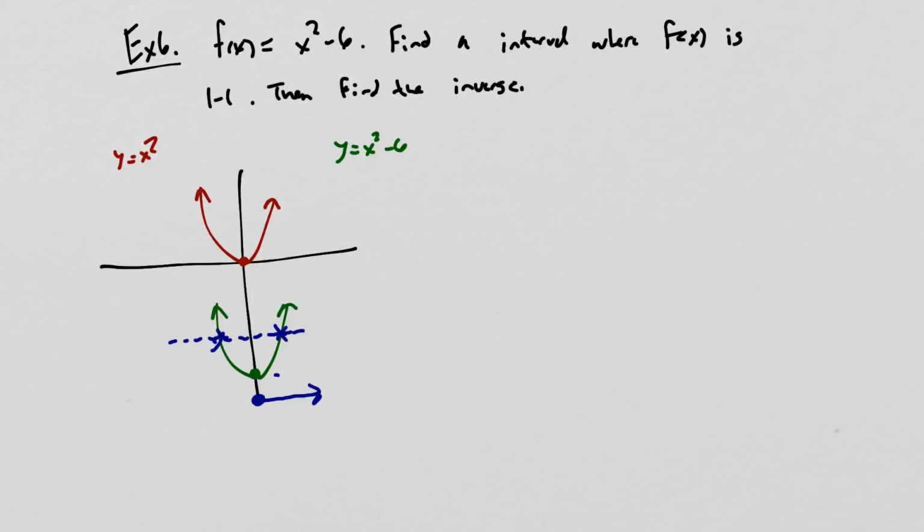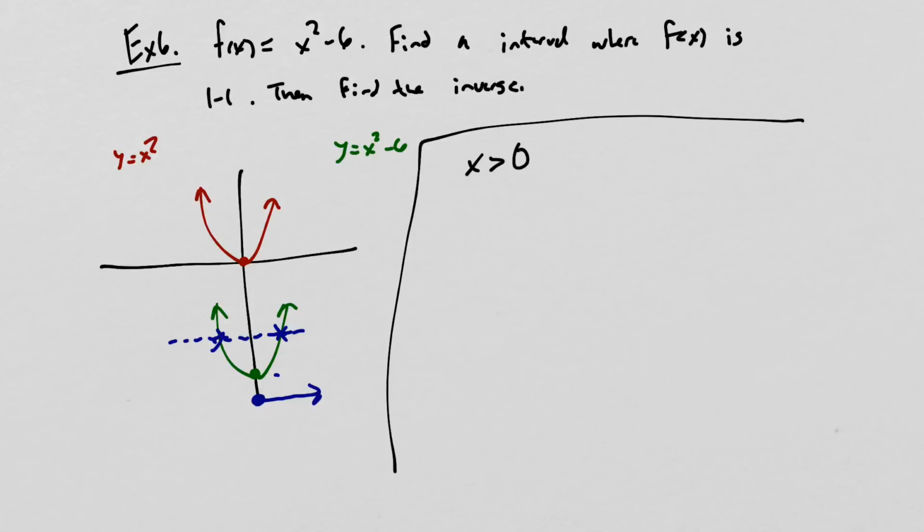So if we let x be strictly greater than 0, then the graph of our function looks like half of a parabola. Then our function y is equal to x squared minus 6 is now a 1 to 1 function on this interval here. Another interval where this would be a 1 to 1 function would be on the interval from 0 to negative infinity. But let's go ahead and use this one.